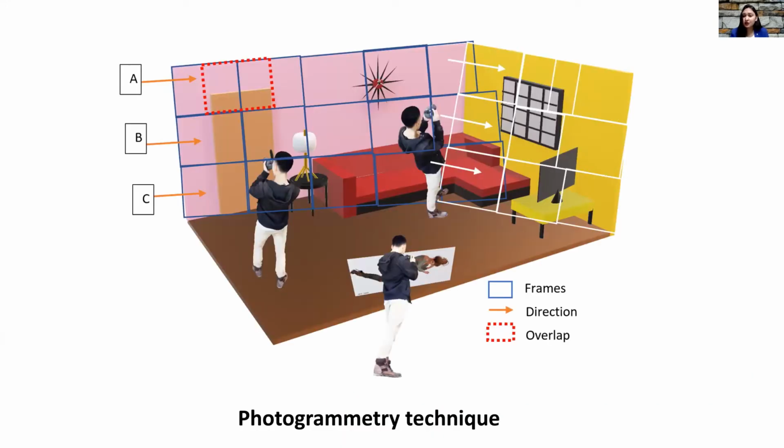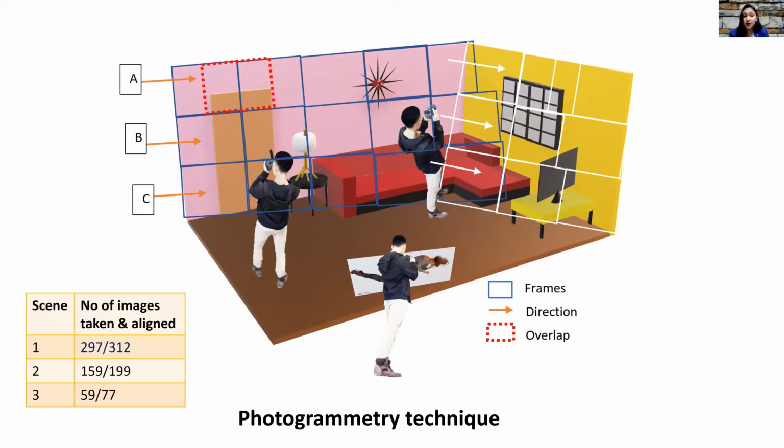So this is how the photogrammetry technique works. For those who don't know about photogrammetry, it is a process of capturing multiple overlapping images following in one direction. So for example, if I have to capture this room, I will go from left to right, overlapping one frame over the other and clicking multiple images. Similarly, I will follow a pattern and go in one direction.